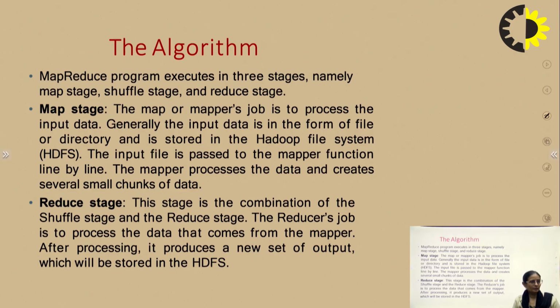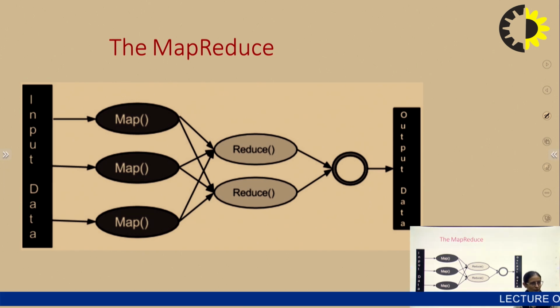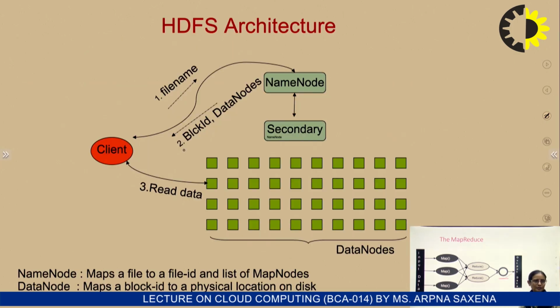Now the reduce stage is the combination of the shuffle stage and the reduce stage. That is, we perform both the actions here. The reducer's job is to process the data that comes from the mapper. After processing, it produces a new set of output which will be stored in the HDFS. So we have input data, passing it to the map. Map does some function, then we pass this to the reduce function. After that, the reduce function sends the data to some other machine where we join the output and then store this joined output data in the HDFS.